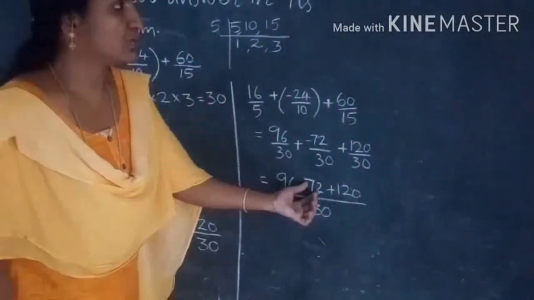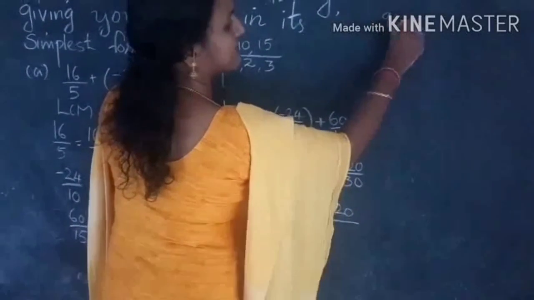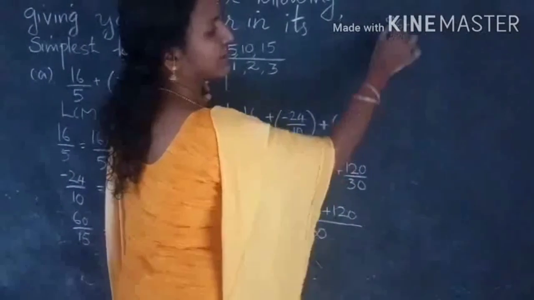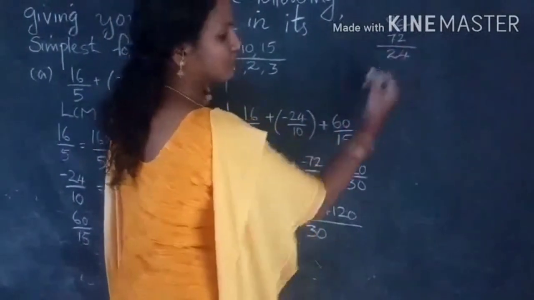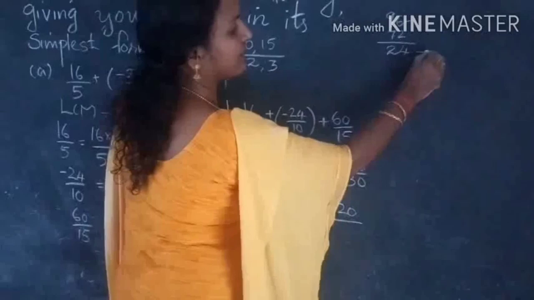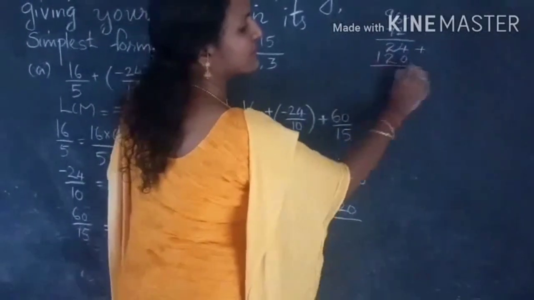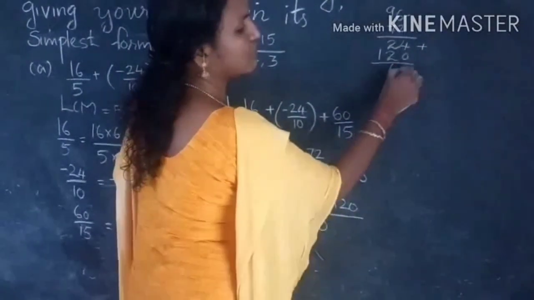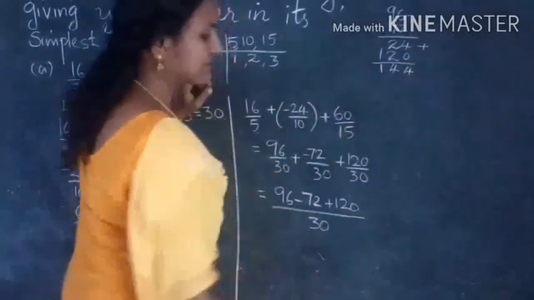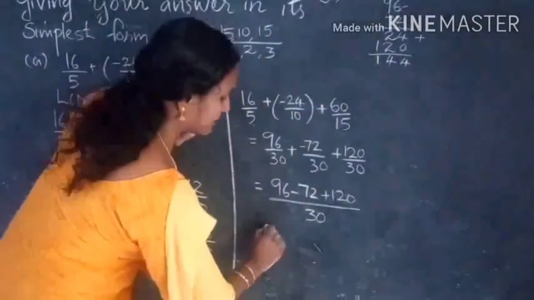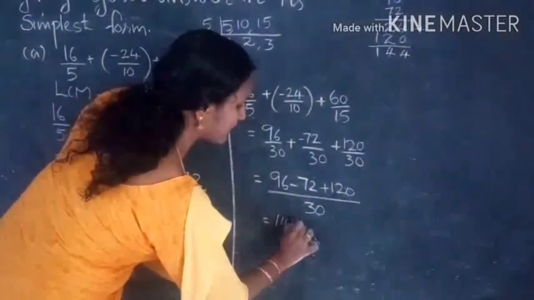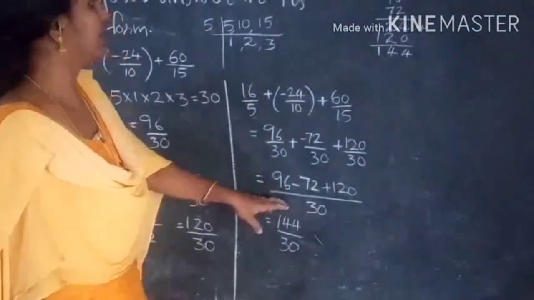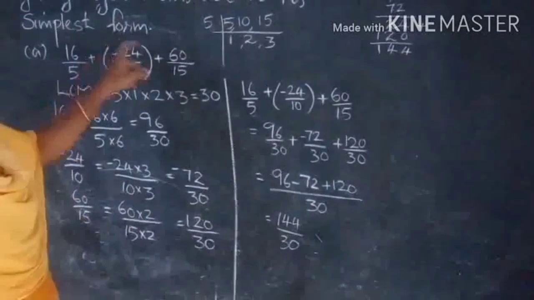96 minus 72: 6 minus 2 is 4, 9 minus 7 is 2, so 24. 24 plus 120: 4 plus 0 is 4, 2 plus 2 is 4, 1. Answer is 144 divided by 30. 144 by 30. Here the answer in its simplest form.